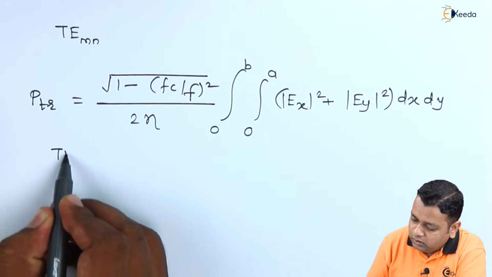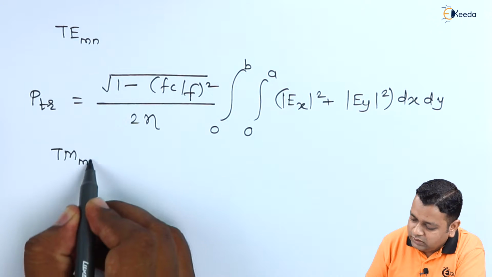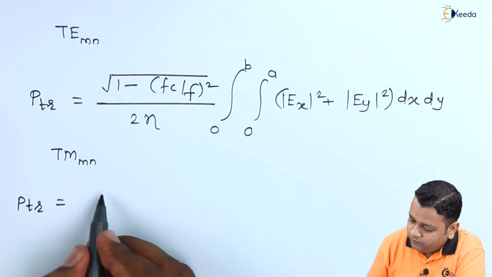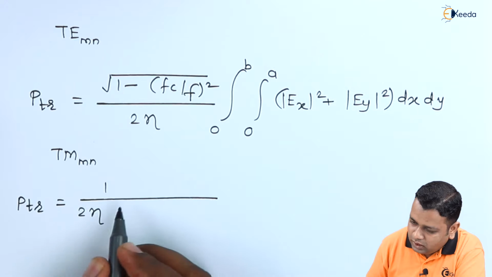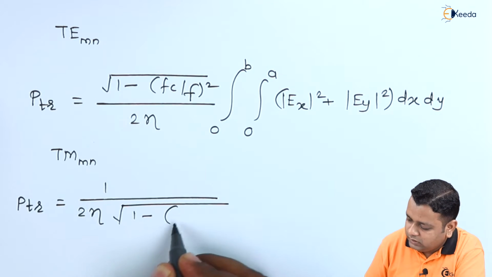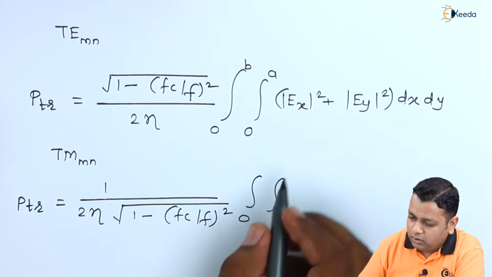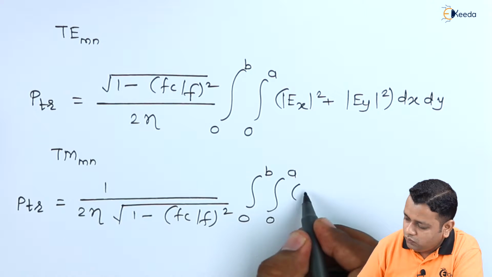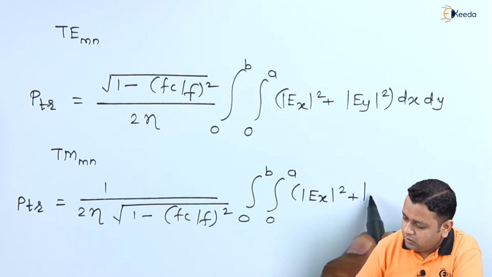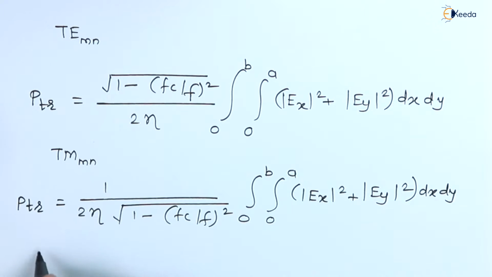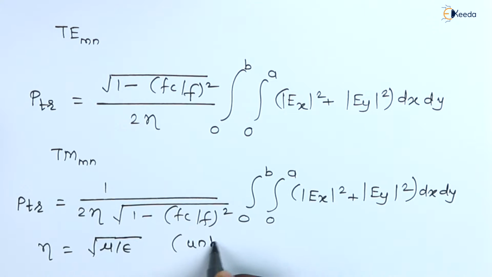Now further, when we consider the mode of propagation to be TM mode, suffix mn, it will be the same. The transmitted power will be given by P suffix Tr equal to 1 upon twice eta, square root of 1 minus (Fc divided by F) squared, multiplied by the double integral for 0 to b, 0 to a, of |Ex| squared added with |Ey| squared into dx dy. Here eta is the intrinsic impedance given by the equation square root of mu by epsilon, in the unbound medium.